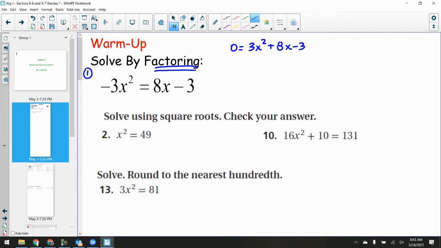So we would try to factor by GCF. Is there a GCF in this one? No. And then I see, okay, is this an easy type or hard type? It's a hard type. So I got to take 3 times negative 3 to get negative 9. What are the factors of negative 9 that I have to get to positive 8? Negative 1, positive 9.